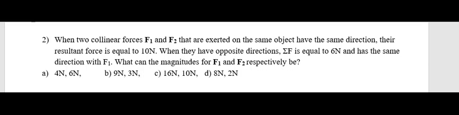Okay, so we have two forces, they are collinear. When they have the same direction, the resultant force, the total force, is 10 newtons. When they have opposite directions, the total force is 6 newtons, and it has the same direction as F1. The total force always has the same direction as the big force. When we have two opposing motions, the big one wins, and the total force always has the same direction as the big one.